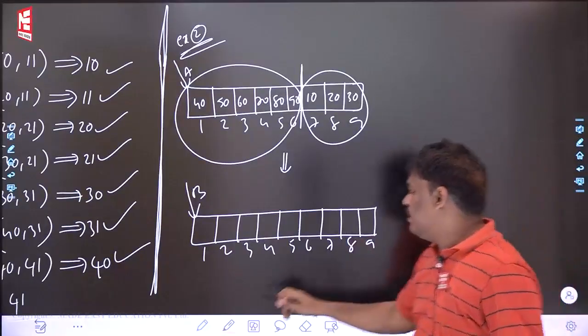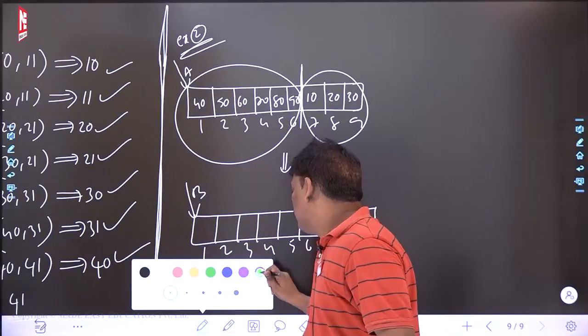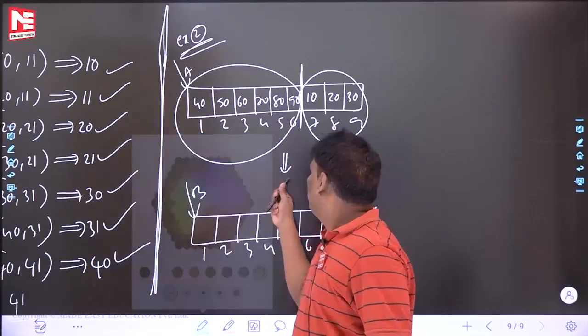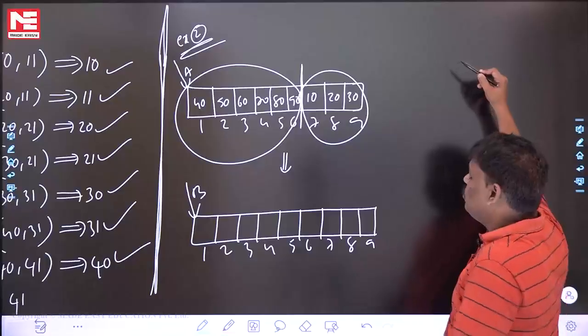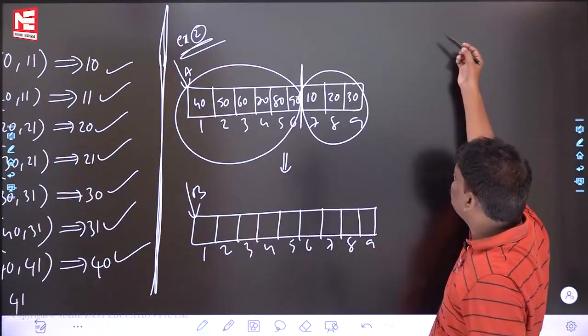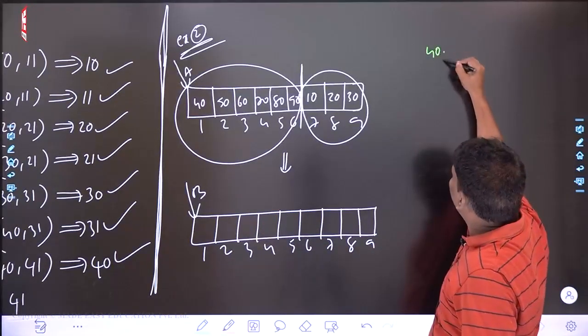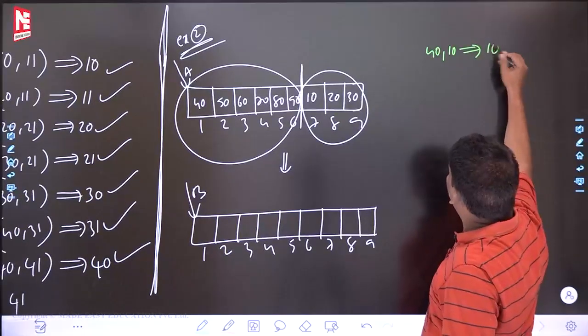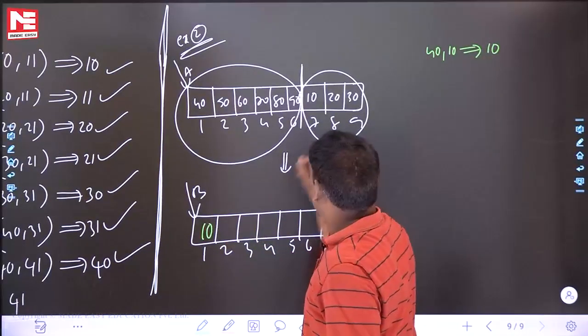You know very well, right? Let me do this. Right, I am doing. See this one. Let's start. Who can come to the first place? Compare both the first elements. What is the answer? 40, 10. Winner, 10. Whoever is smaller, he will come.